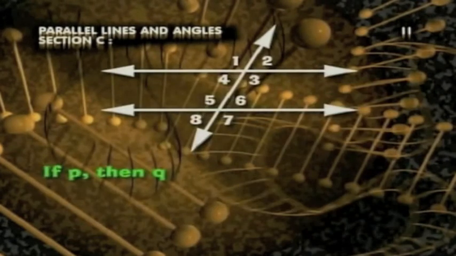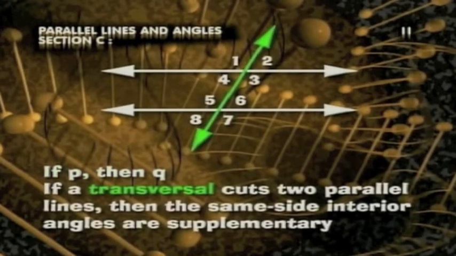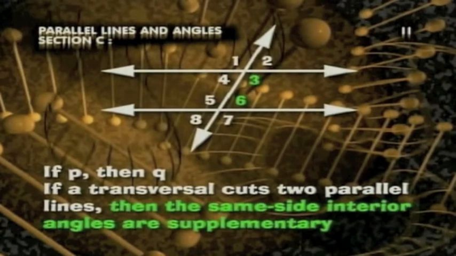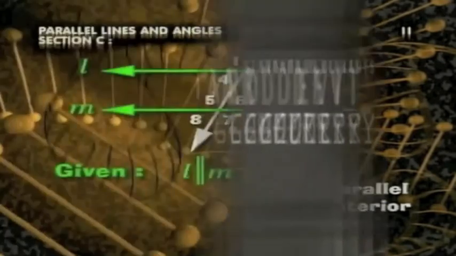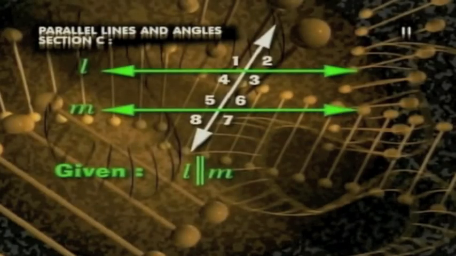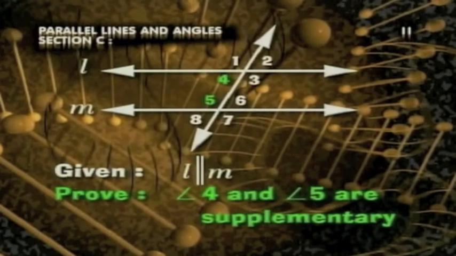The first statement, the if P then Q part, is: if a transversal cuts two parallel lines, then the same side interior angles are supplementary. Let's go ahead and prove this theorem. We'll get to the second part in a minute. Given that line L is parallel to line M, we want to prove that angles 4 and 5 are supplementary.